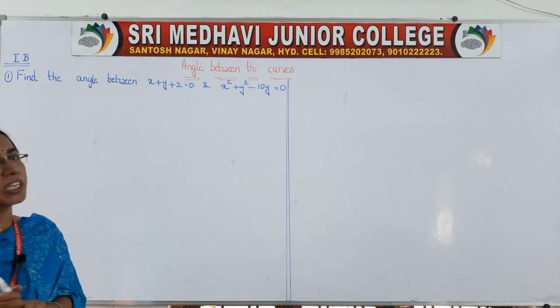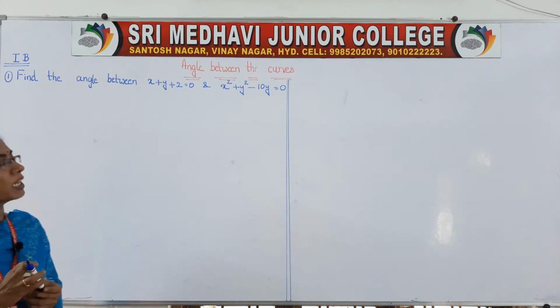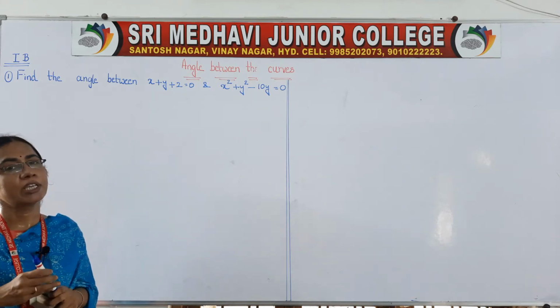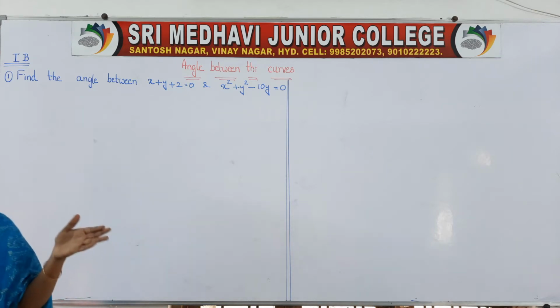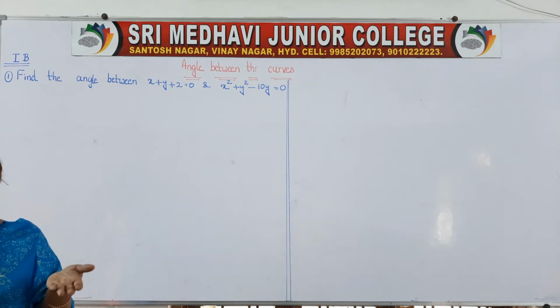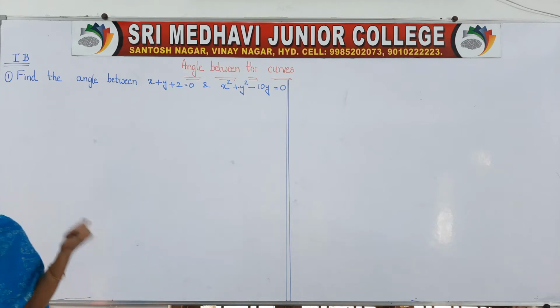So that's why we are doing a lot of problems, and they are easy. Once we have completed the differentiation, finding the angle between two curves is very easy. By using differentiation formulas only we will find it.